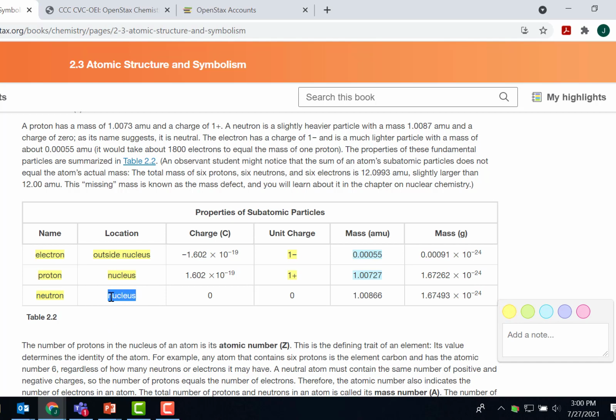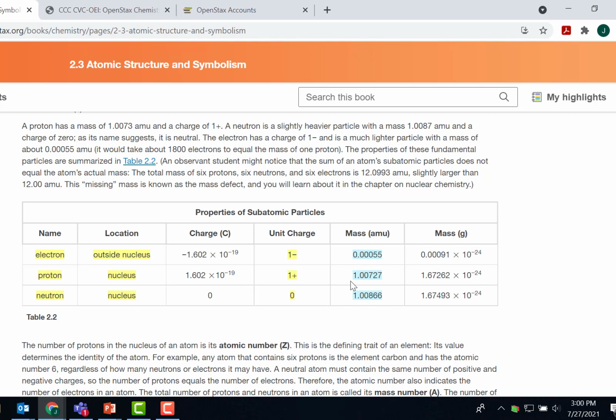It is found in the nucleus, and it does not have a charge. It has no charge. I think there's a lot of chemistry jokes that that's the punchline. No charge for a nucleus, or for a neutron, I should say. And then it has a mass very similar to that of a proton. You don't have to worry that it's less than 1% bigger than the proton. They're basically very similar in mass, and those masses are much bigger than the mass of the electron.